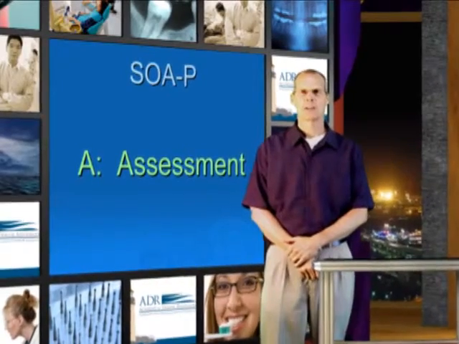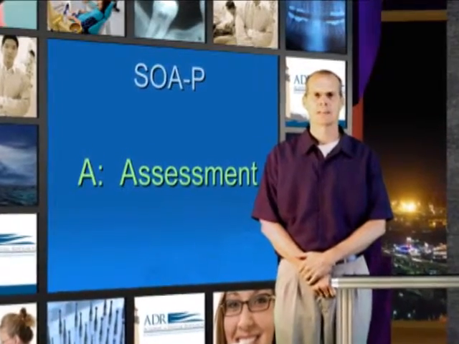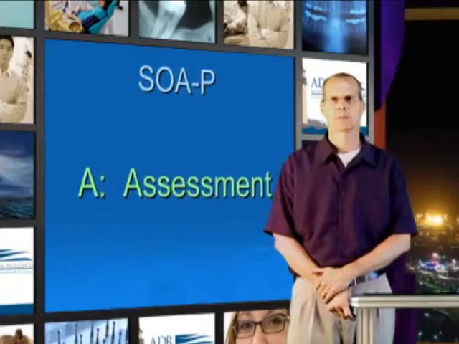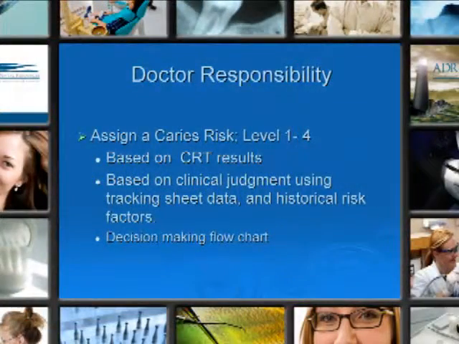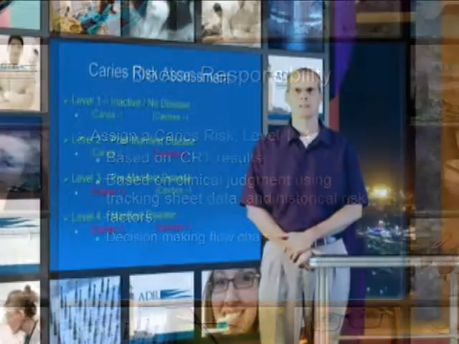It's now time to take our subjective and objective data that has been collected and to make an assessment. The doctor's responsibility is to assign a caries risk level, 1 through 4, based on the CRT results, based on his clinical judgment using the tracking sheet data and historical risk factors, and the decision-making flowchart.